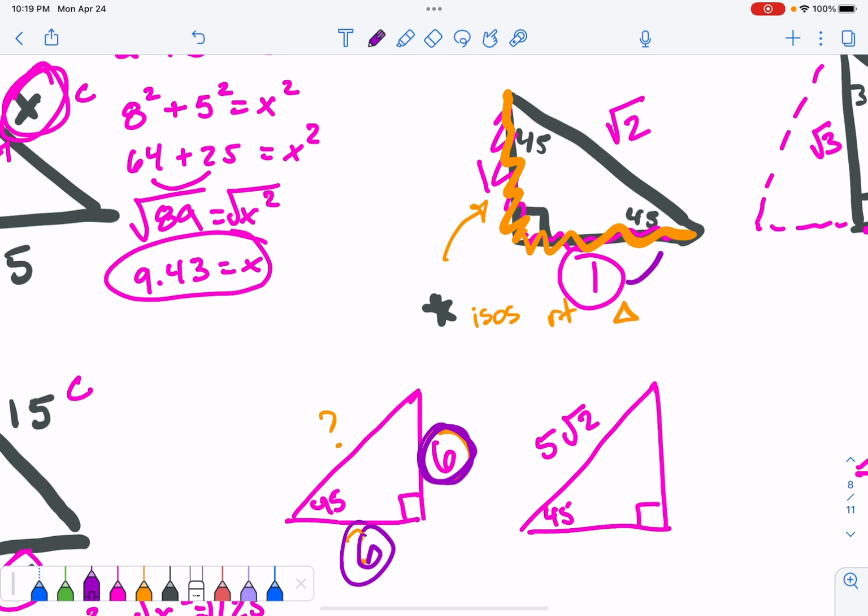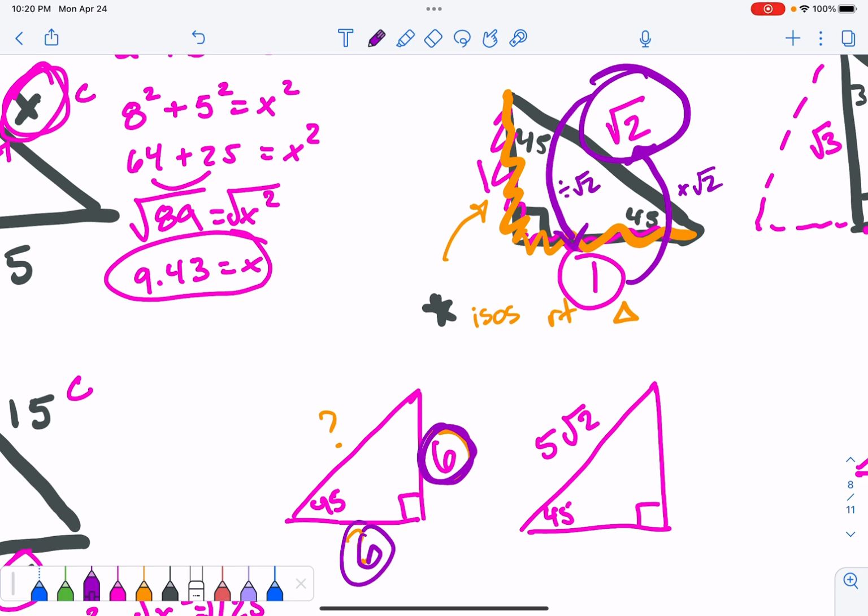Now, to go from your 1 side to this side, all I have to do is multiply by the square root of 2. If they give me this side and I'm trying to find this side, I would divide by the square root of 2. That's all. So if I'm going from this side to this one, I'm making it bigger, so I'm multiplying by the square root of 2. So this is 6 square roots of 2, and that's it, okay?